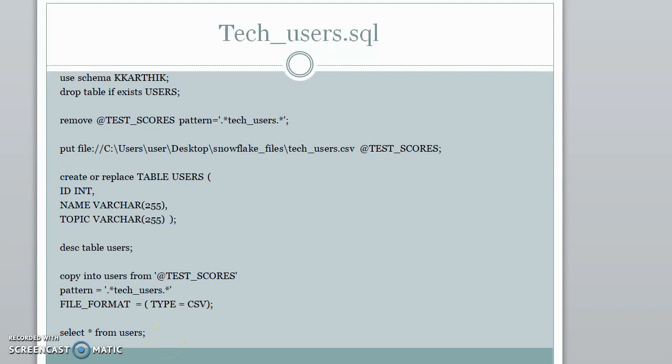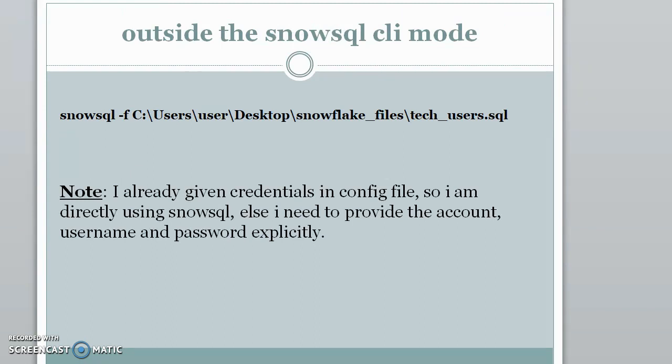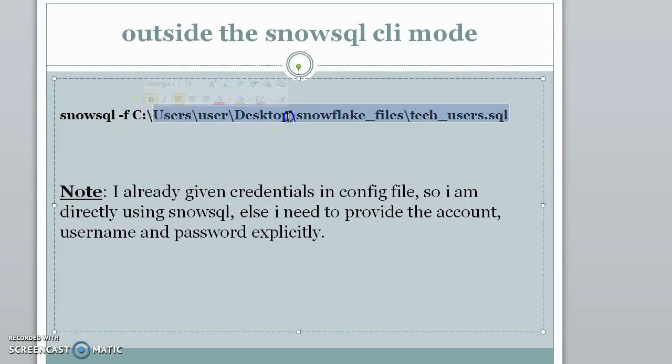So there are two methods to trigger a SQL file from the Snowflake CLI client. One is outside the SnowSQL CLI mode and the other is inside the SnowSQL CLI mode. We will check both. If you are triggering it from outside CLI mode, you have to use the SnowSQL binary and use the file from a local machine.